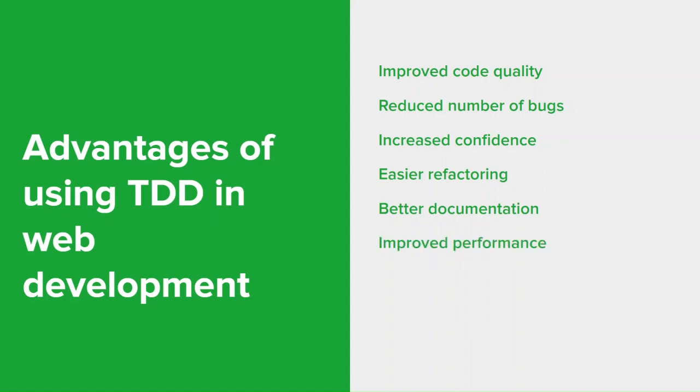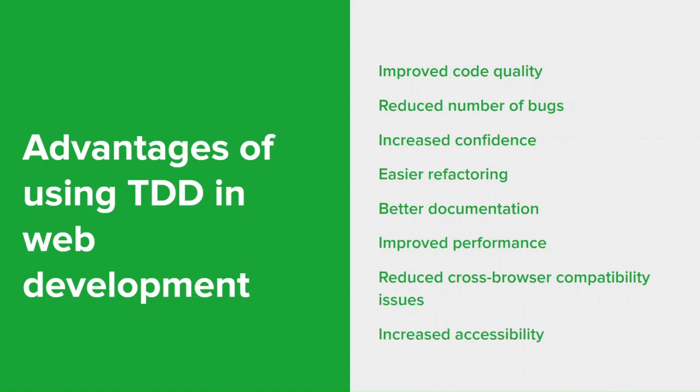TDD also helps to improve the performance of web applications because it helps developers think carefully about their performance earlier on in the development process instead of leaving it last in the testing section. It can help reduce cross-browser compatibility issues because it forces developers to test their code in multiple browsers. And it can also help improve the accessibility of web applications because it forces developers to test their code with accessibility tools as well. Overall, it's a really valuable tool for web developers that can help improve the quality and performance and accessibility of web applications.